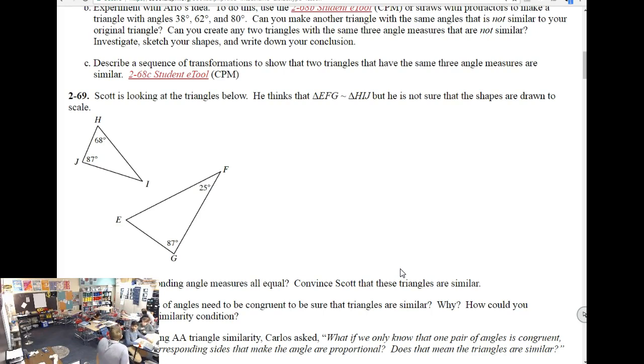All right, we seem to have gotten somewhat quieter. Let's do thumbs. Give me up, down, or somewhere in between. Are we similar? Yeah? How? Because 87 is the same, but let's do 87 plus 25, subtracted from 180 equals 68.